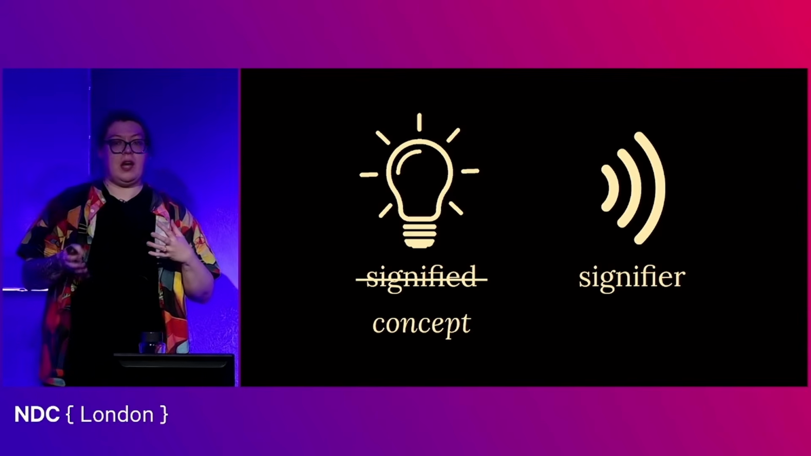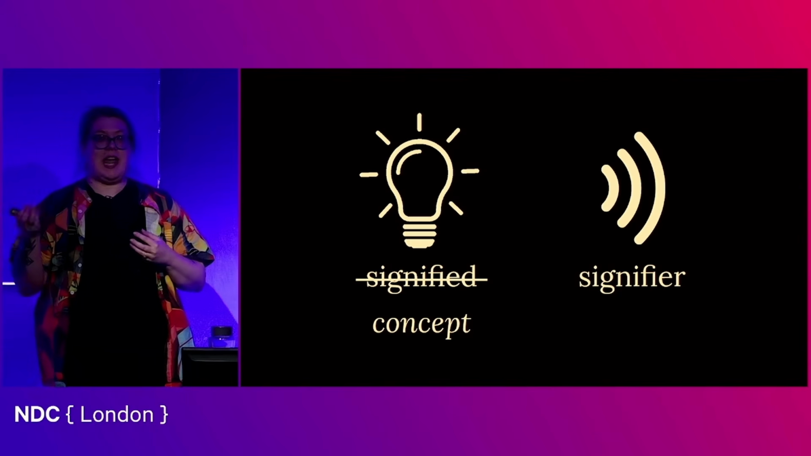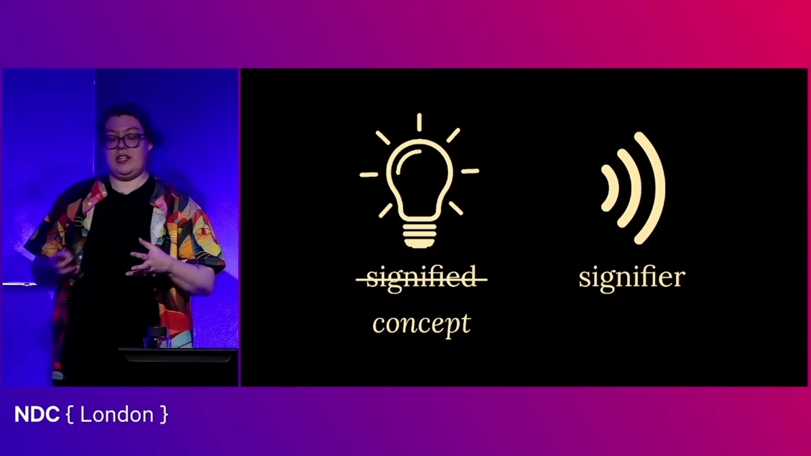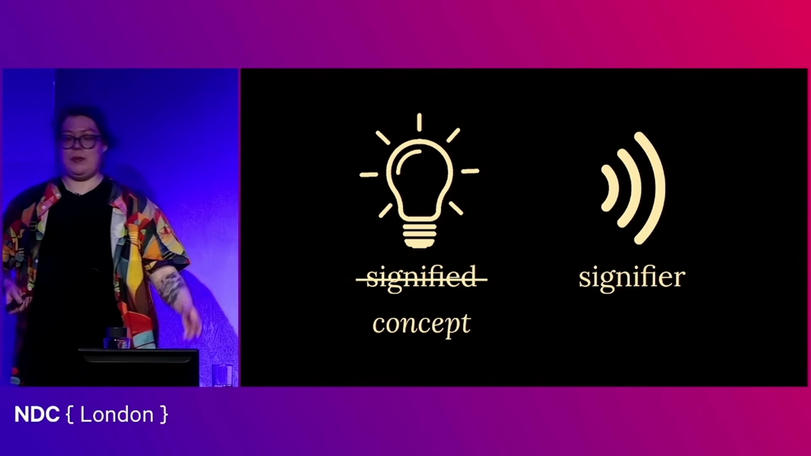Which was groundbreaking at the time. People thought that the language that we use had some sort of intrinsic connection to the concepts they were meant to represent. And Saussure said, I don't think this is actually true. I think it's a lot more loosey-goosey than that. I don't think he used those exact words.